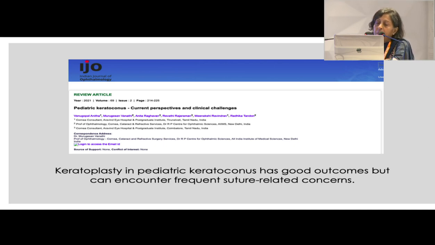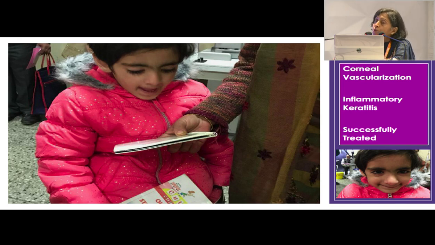Now, in pediatric keratoconus, we have shifted from PK to anterior lamellar keratoplasty. That has made a lot of difference in the outcome. But not to forget that here again we do have suture-related problems. So it's very important to make sure you have a protocol for having the patient come back and get immediate attention if any such event occurs.